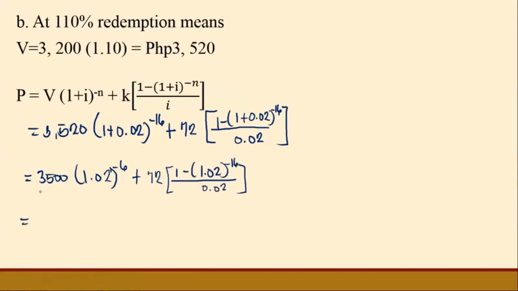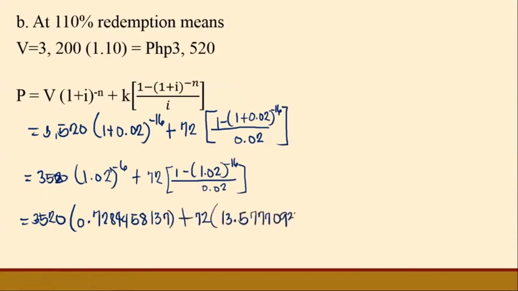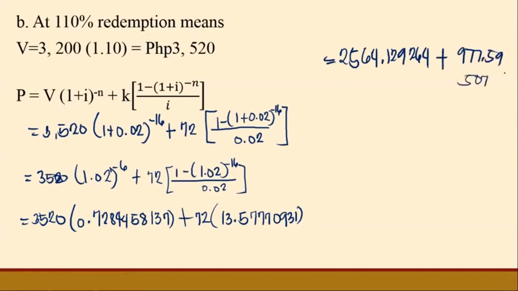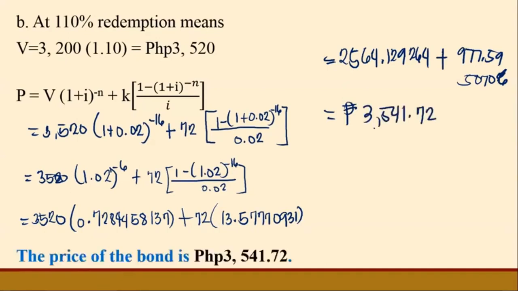So 3,520 times 0.72843137 plus 72 times 13.57770931. Okay? So, tuloy na lang natin dito. 2,564.129264 plus 977.5950706. Okay. So the total is 3,541 pesos and 72 centavos. So that is the price of the bond.